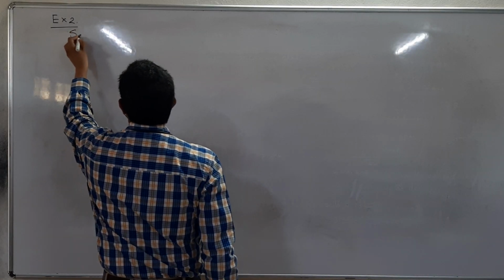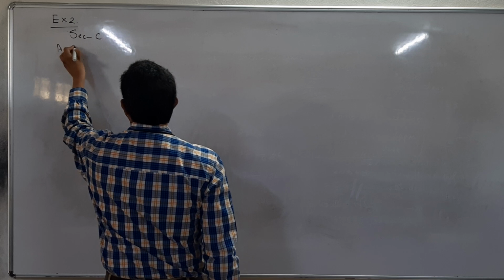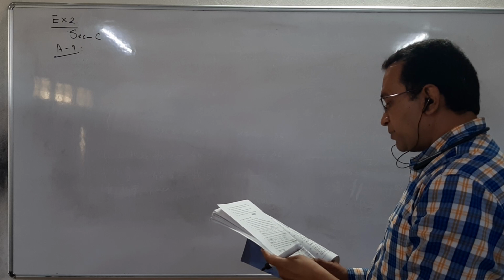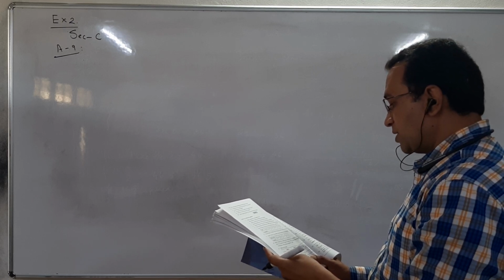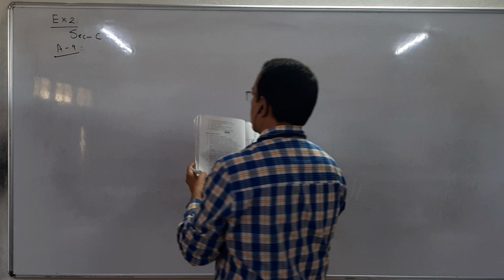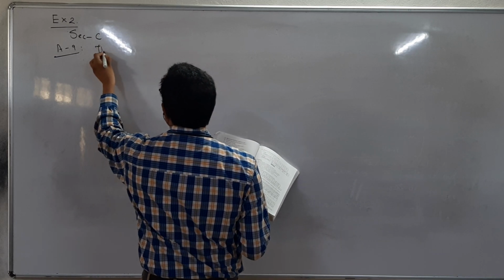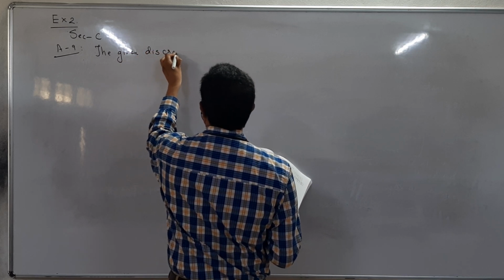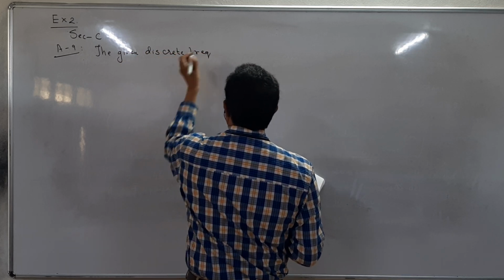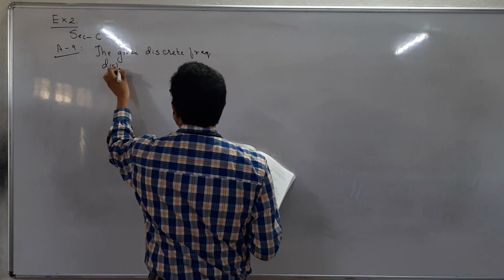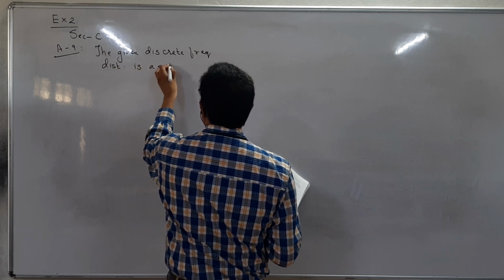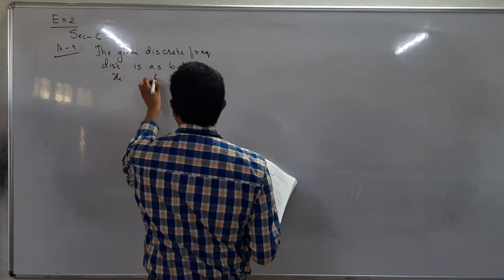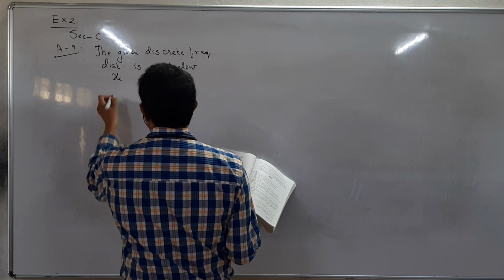Exercise 2 section C, answer 9. Now it is told that prepare less than type cumulative frequency distribution from the following distribution. Okay, so we start with the given discrete frequency distribution as below. We note down xi and corresponding fi.